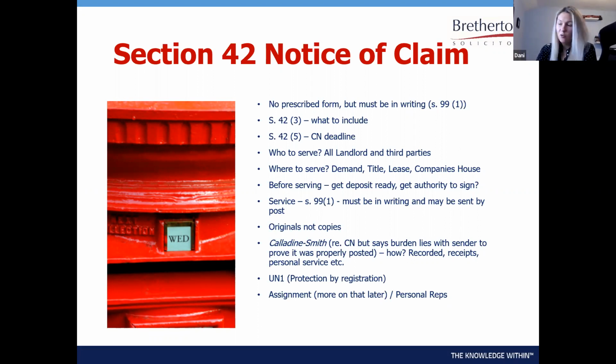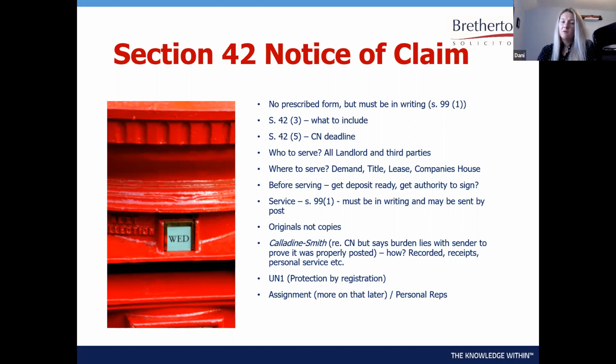If you get stuck, if you're not sure which one to send it to, the best thing is to serve it at all of those addresses, unless you know for sure that those addresses are not used anymore. The best thing to do is to serve at every address that you've got to make sure that it has been served at the right one.